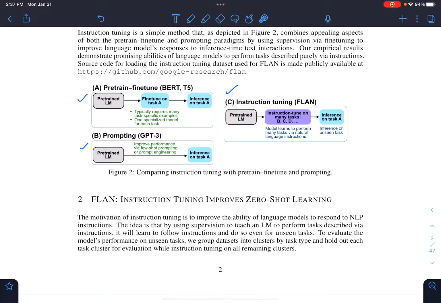For instruction tuning, there is a pre-trained model and then there is a bunch of tasks which have the instruction, and it is inferred on a task. So the difference between these two is that there, it is fine-tuned on only one task and inferred on that one. Here it is a bunch of datasets plus the instruction templates. So that's the difference here.